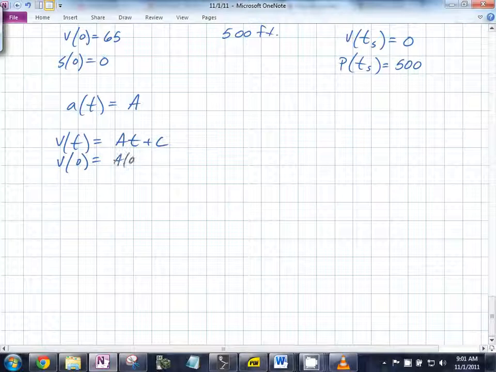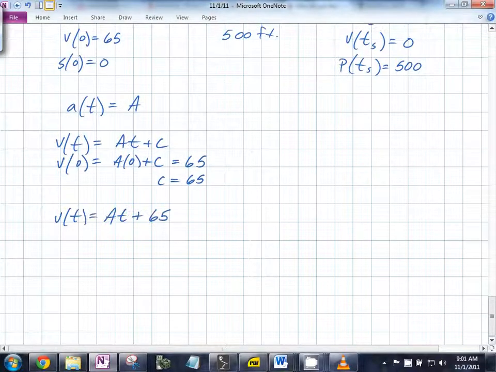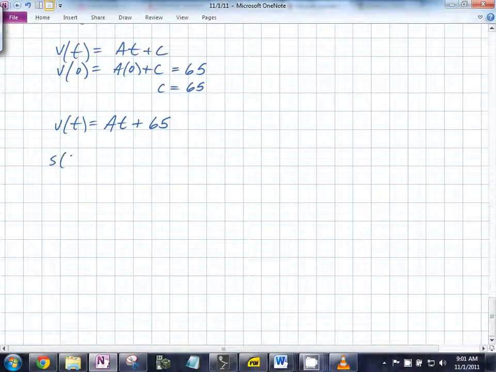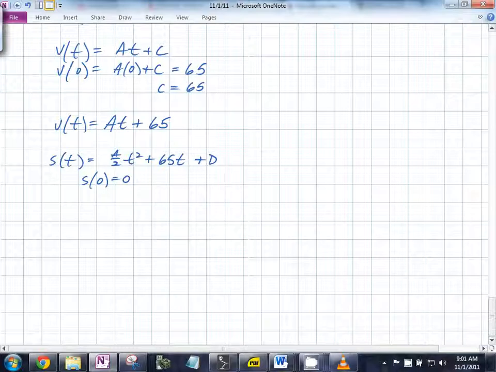So therefore you know that v of t is at plus 65. So therefore s of t is a over 2 t squared plus 65t plus d. But you know that s of 0 is 0, which means that d is 0. So you know that s of t is a over 2 t squared plus 65t. Correct.